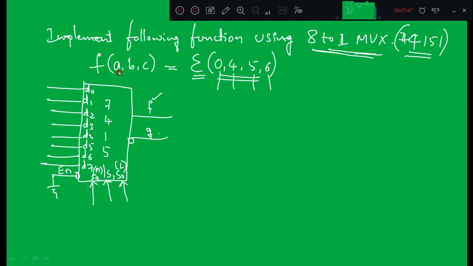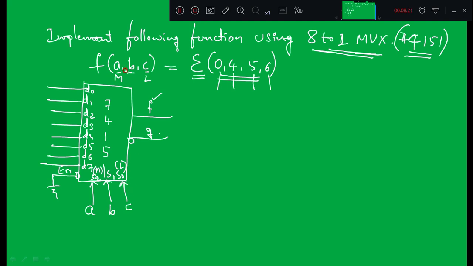Similar to the decoder, we need to connect MSB to MSB. So in the given input variables, small a is MSB and small c is LSB. I need to connect MSB to MSB. That means A is connected to S2 and C is connected to S0, which is LSB, and the remaining input, that is B, has to be connected to S1, right?